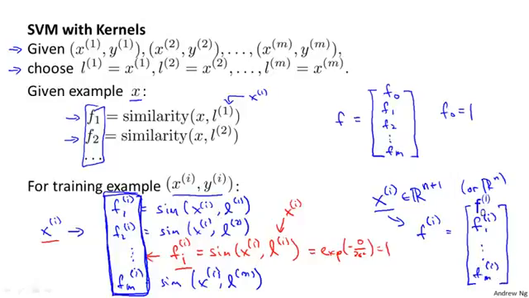And if you want, usually we'll also add this f0, where f0 is equal to 1. And so this vector here gives me my new feature vector with which to represent my training example. So given these kernels and similarity functions, here's how we use a support vector machine.